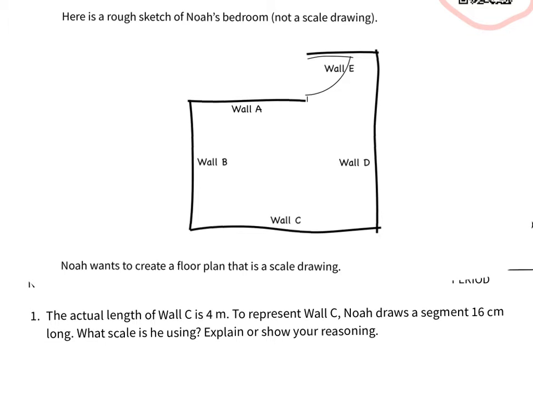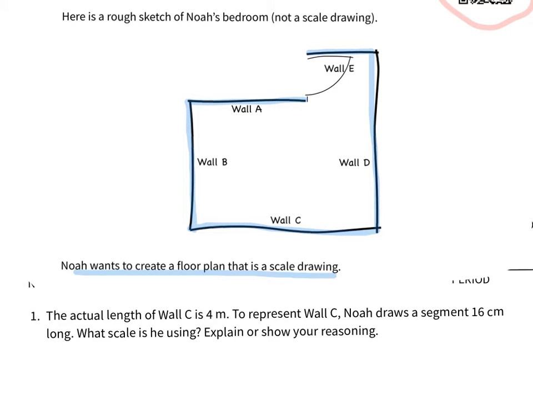If we turn the page to 76, it says, here is a rough sketch of Noah's bedroom, and it's not a scale drawing. We remember why: these lines aren't exactly straight. He drew a rough sketch, but not necessarily to scale. So we know wall D is probably longer than wall B, but we don't know by exactly how much. He wants to create a floor plan that is a scale drawing.